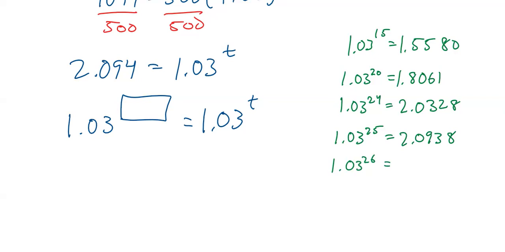I'm going to keep going though. Like that looks really close, 2.094. This is 2.0938, which is 2.094. That's really close, but we're going to try one more anyway. There's a reason for that. 2.1566.